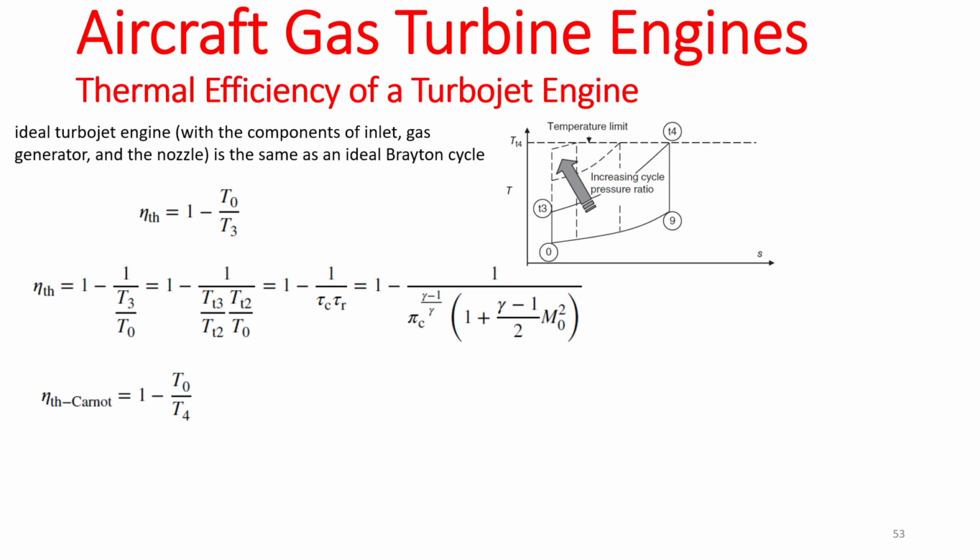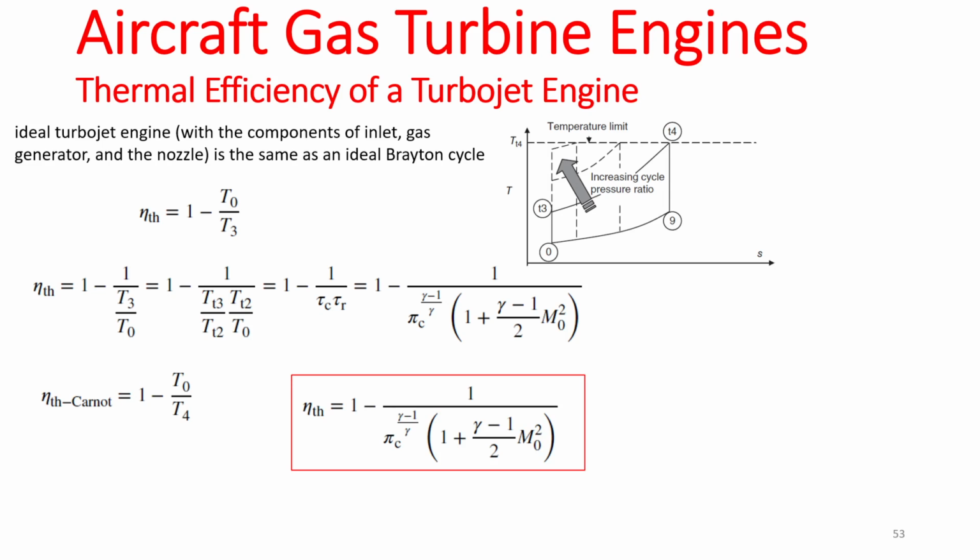And we can say your thermal efficiency is related to the pressure ratio and the ambient Mach number. We can just repeat the equation here. I thought thermal efficiency is 1 minus 1 over the pressure ratio to the power of gamma minus 1 over gamma, multiplied by 1 plus gamma minus 1 over 2 M squared. Okay. But then the question is, is this a good thing?